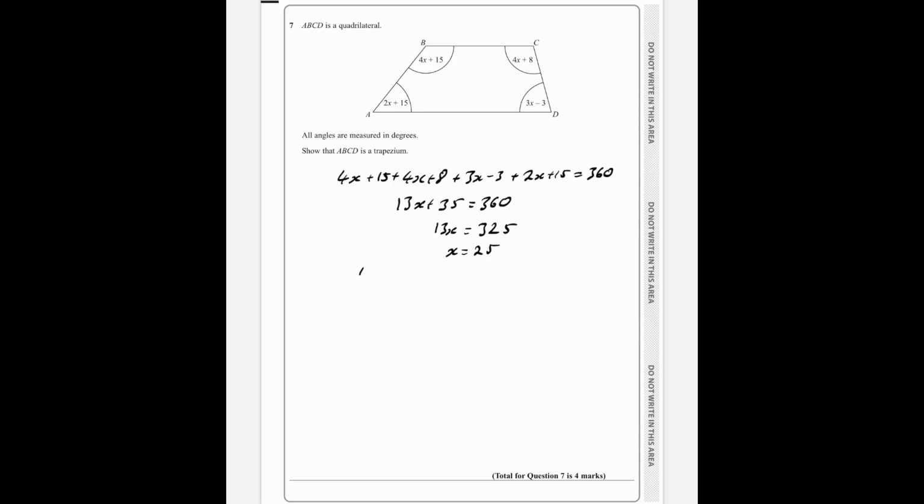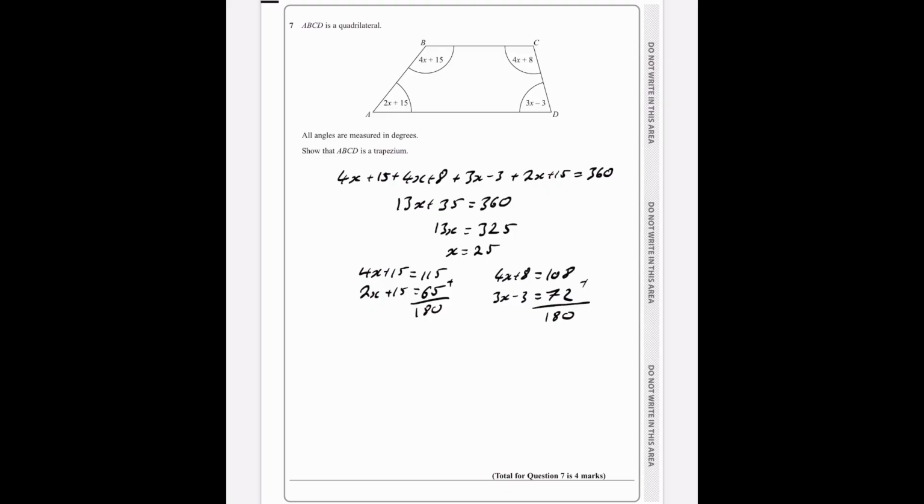Substituting x to be 25 into the four angles, you actually need only to pick 2 of them. If you pick the 2 on the left, you'd get 115 and 65. If you pick the 2 on the right, then you get 108 and 72. Now the good thing about that is if we sum the pairs of angles together, we get 180 in both cases.